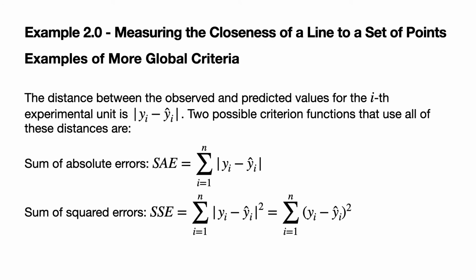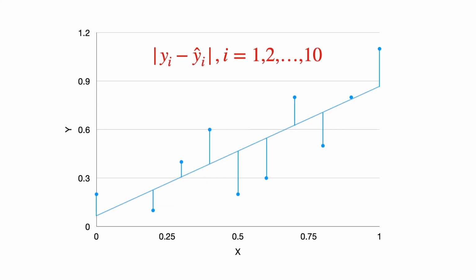Now, the distance between the observed and predicted values for the ith experimental unit is given by the absolute value of the difference between the observed value of y sub i, and the predicted value of y, that is the y value on the line, which is y hat sub i. So these absolute values for each of the data points, and again, here is the picture.